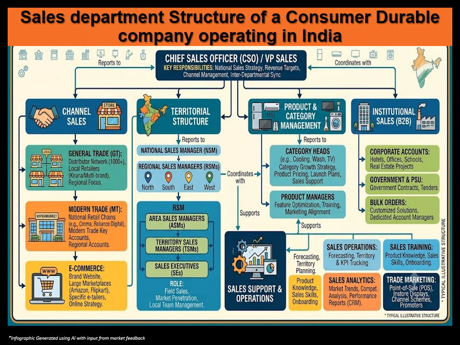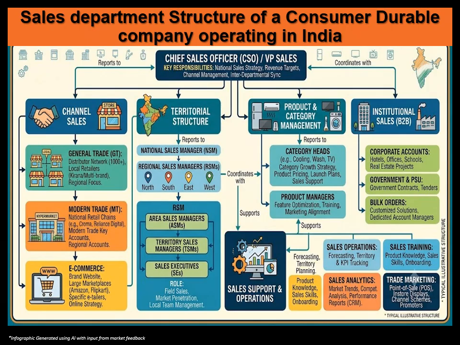And then modern trade. Modern trade involves national retail chains. There are so many retail chains coming up in the market, like Chroma, Reliance Digital, and even Vijay Sales. Modern trade includes key accounts, and it helps in gaining sales from the urban market also. Then we have one more category, so-called e-commerce. This includes brand websites and large online marketplaces like Amazon, Flipkart, and specific e-tailers also. So online strategy is very important to get sales from this type of structure.